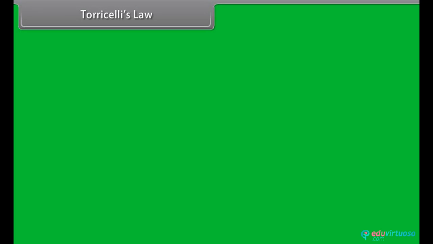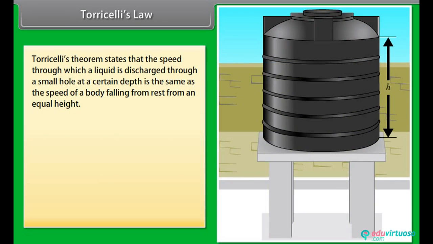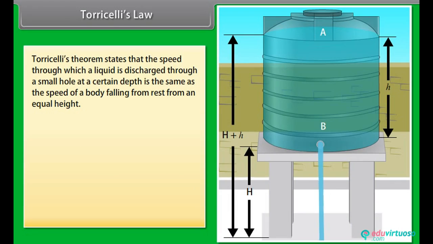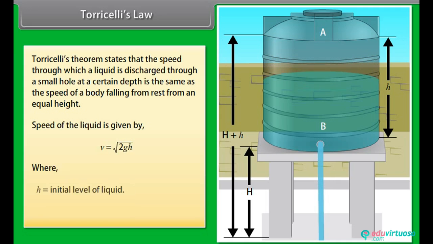Torricelli's law. Torricelli's theorem states that the speed with which a liquid is discharged through a small hole at a certain depth is the same as the speed of a body falling from rest from an equal height. The speed of the liquid is given by v is equal to under root 2gh, where h is the initial level of the liquid and g is the gravity constant.